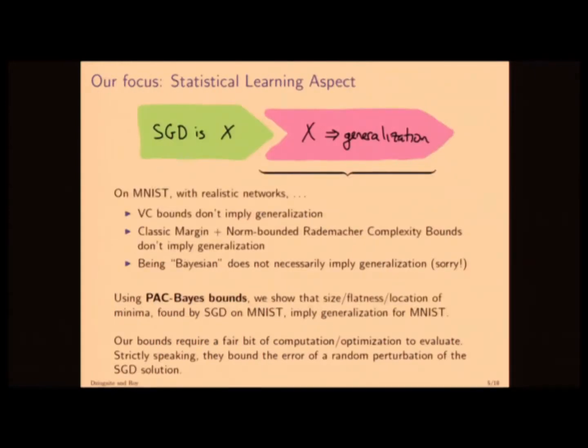So we're going to focus on the generalization aspect of it because I don't really know much about the optimization aspect. I've already argued that on MNIST, with realistic networks, VC bounds aren't going to be the tool to imply generalization. We've done some work; you can find this in our UAI paper. Classic margin and norm-bounded Rademacher complexity bounds, at least the ones that existed before the start of the summer, don't imply generalization, though it's interesting to evaluate some of the new ones that have shown up recently. Being Bayesian doesn't imply any sort of generalization, not out of the box. You can easily get Bayesian neural networks to overfit.